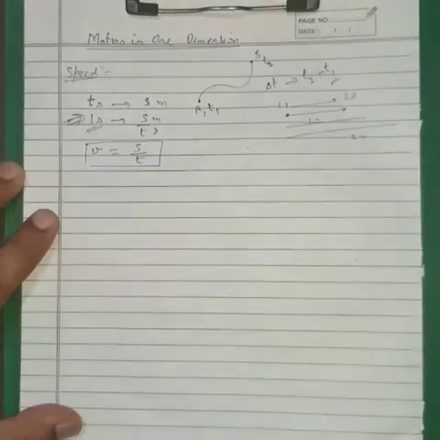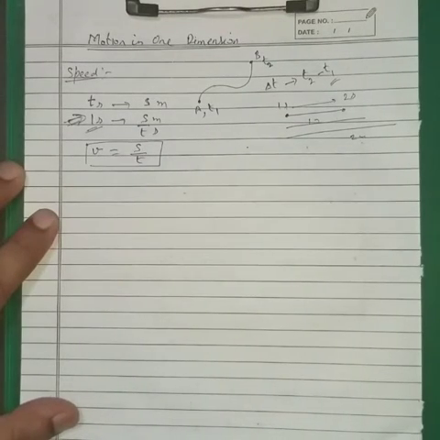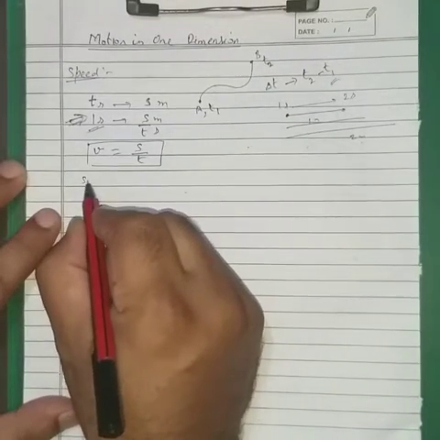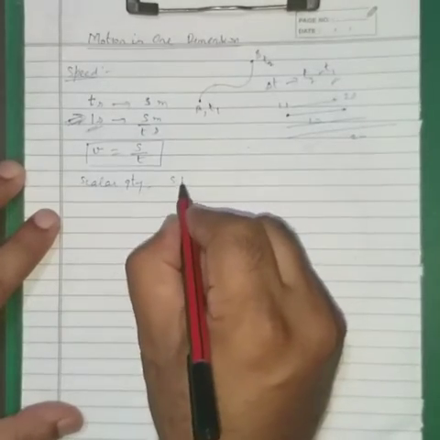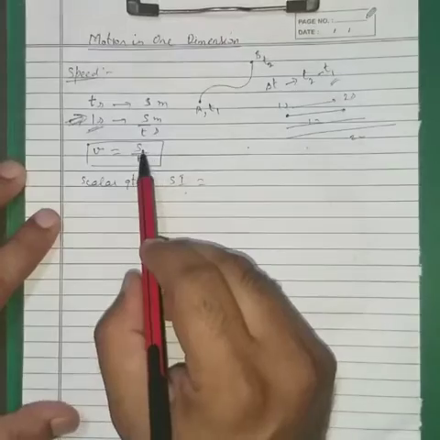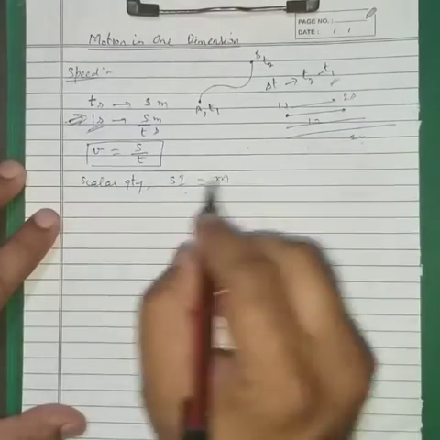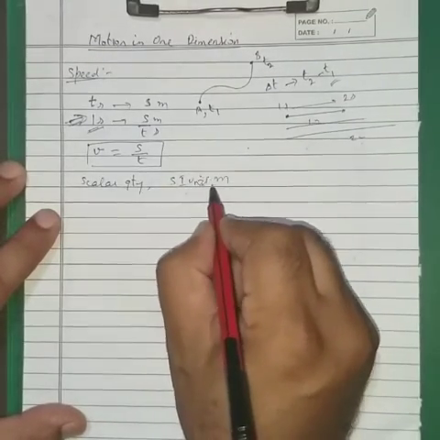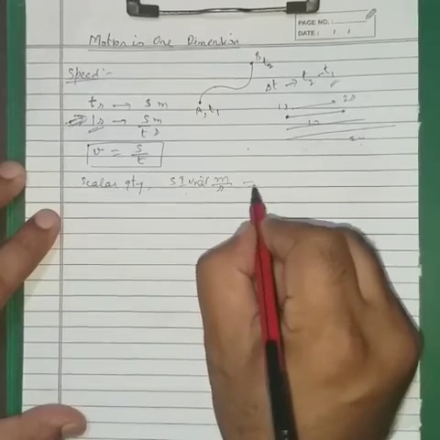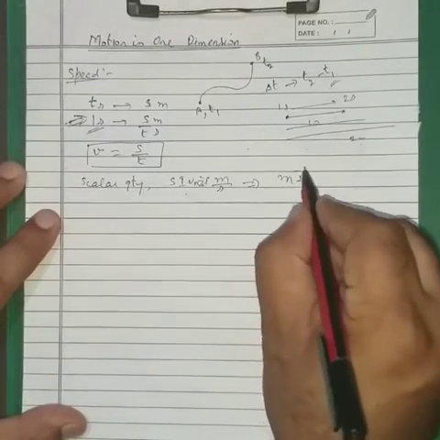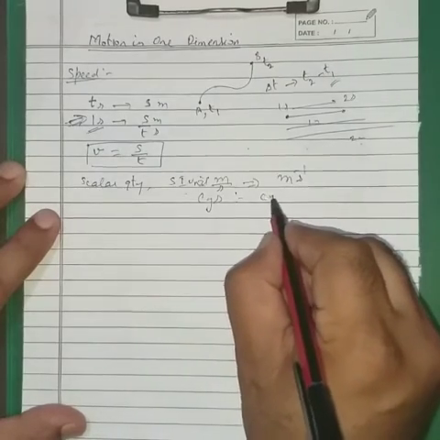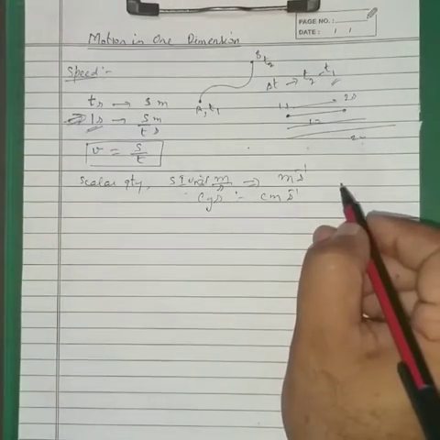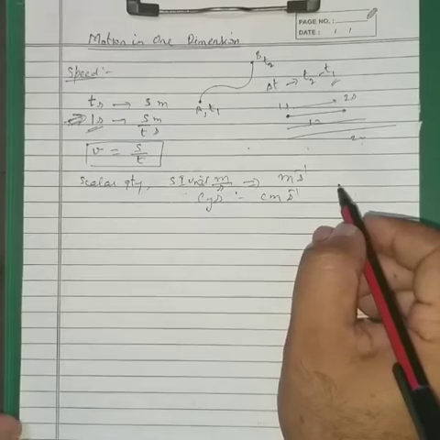Since I'm not talking about the direction, this quantity speed is a scalar quantity. Its SI unit is the unit of distance, that is meter, and the unit of time is second. So the SI unit is meter per second. In the CGS system, the unit is centimeter per second.